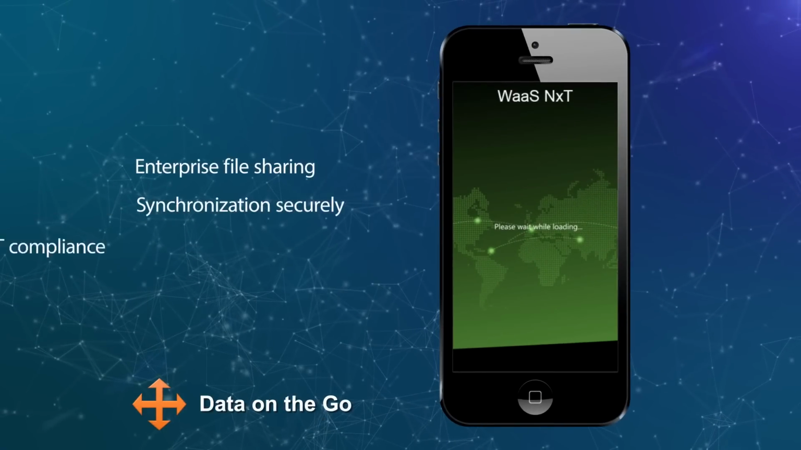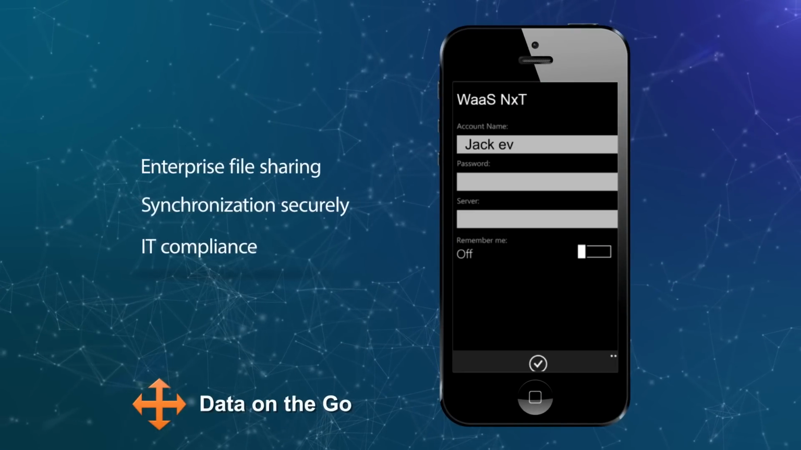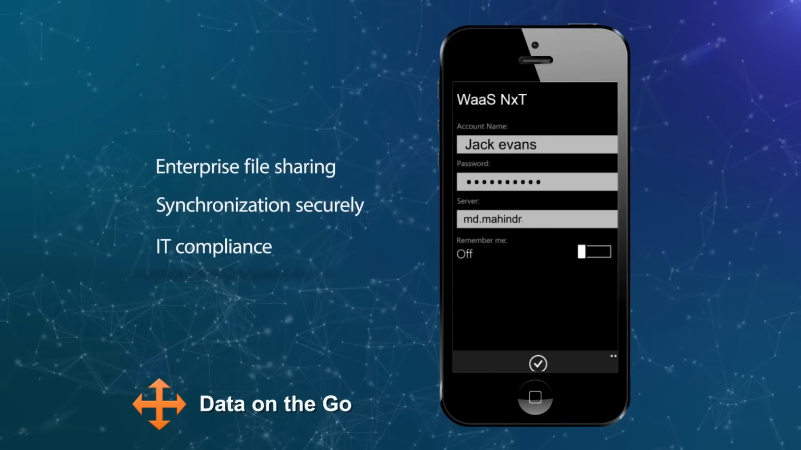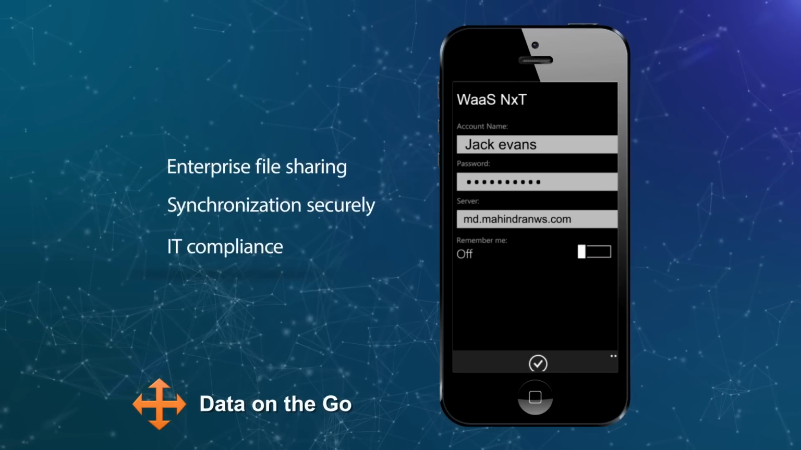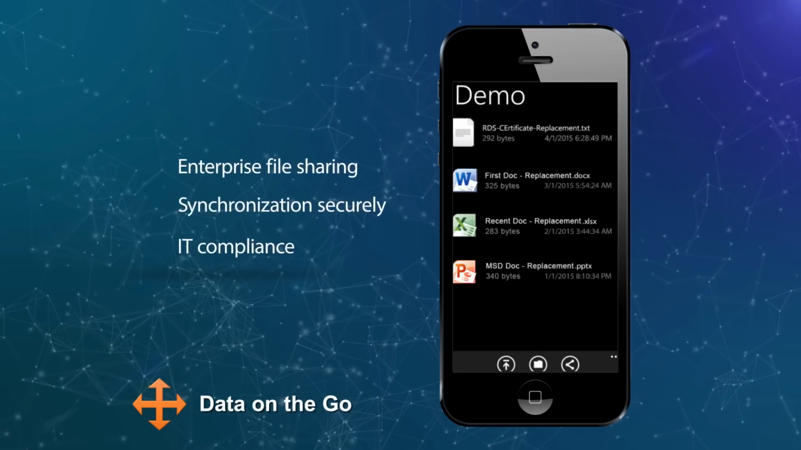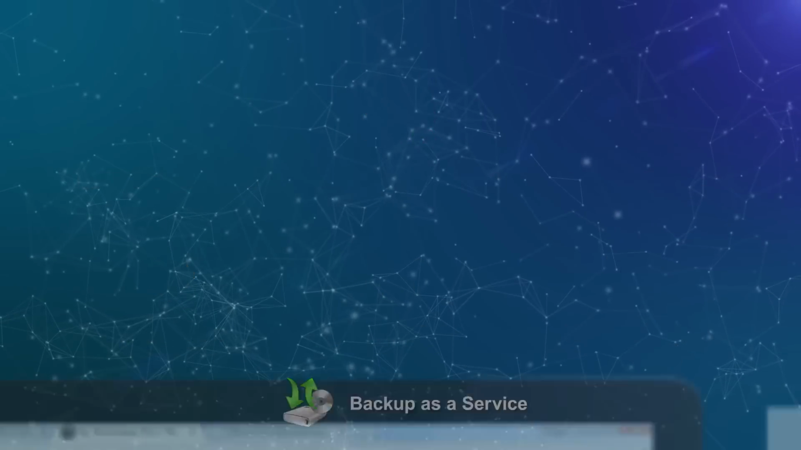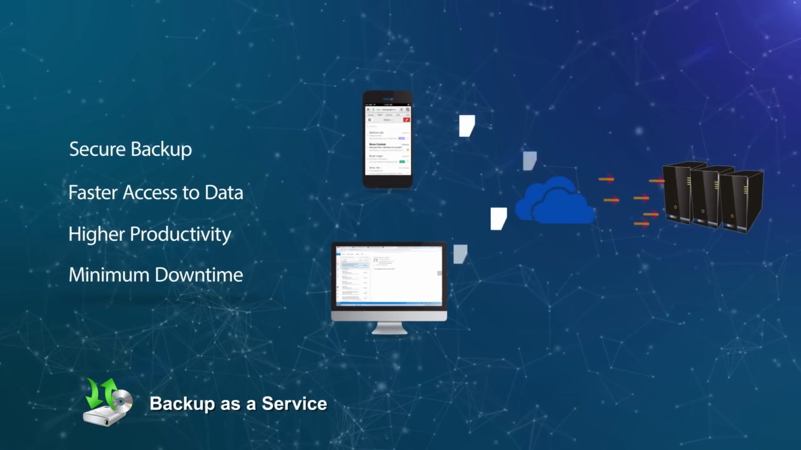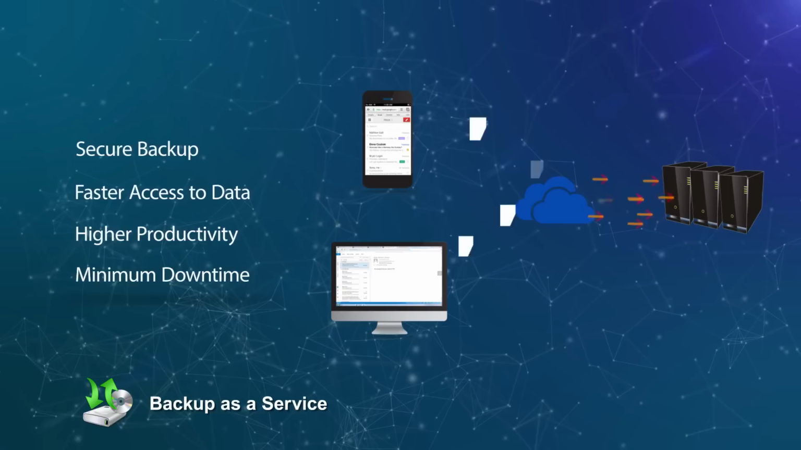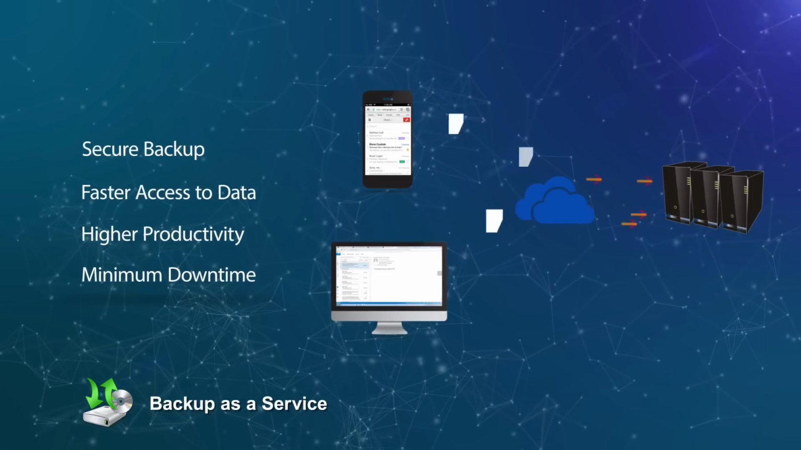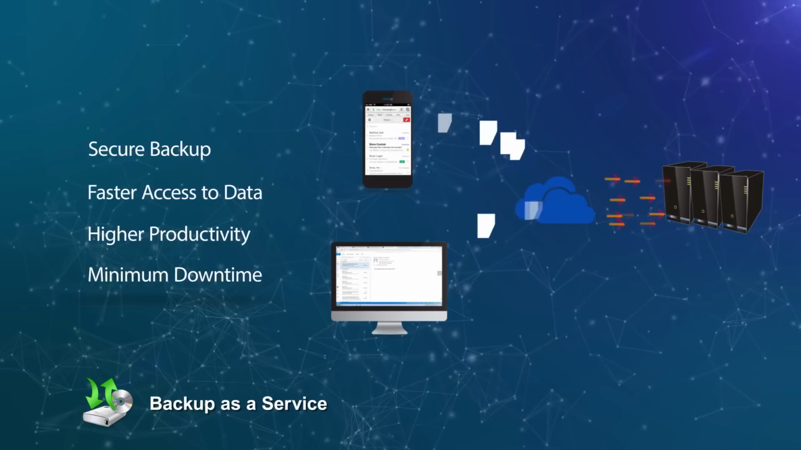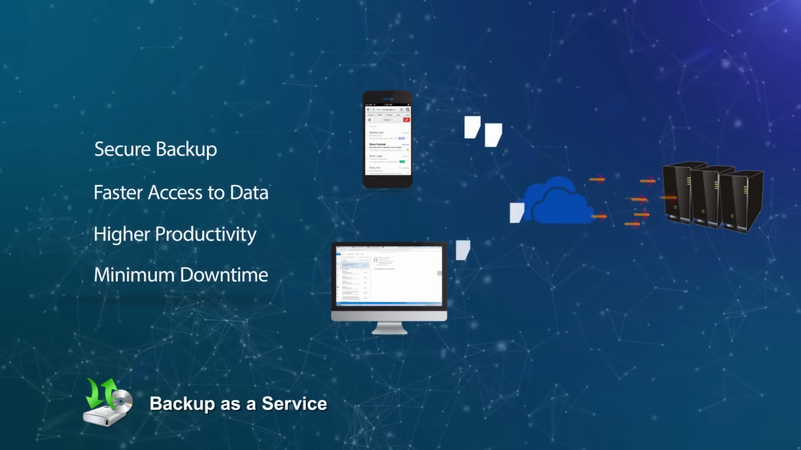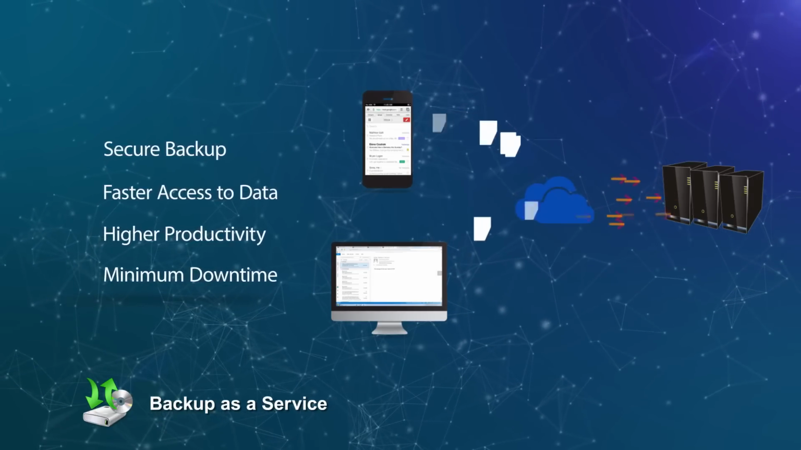Data on the Go service provides virtual appliance that delivers an enterprise file sharing and synchronization securely, while ensuring compliance with corporate IT requirements. Backup as a service efficiently and confidently creates a local backup for fast recovery and sending files to the cloud for retention. Immediate access to backup data from any device ensures maximum end-user productivity and minimum downtime.